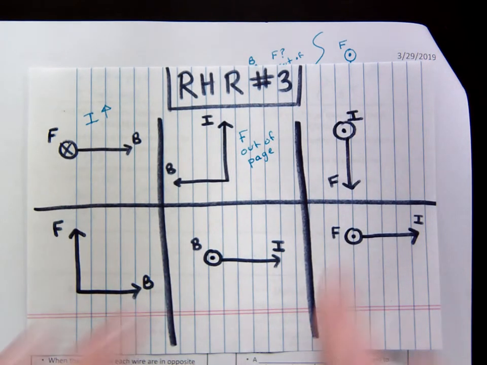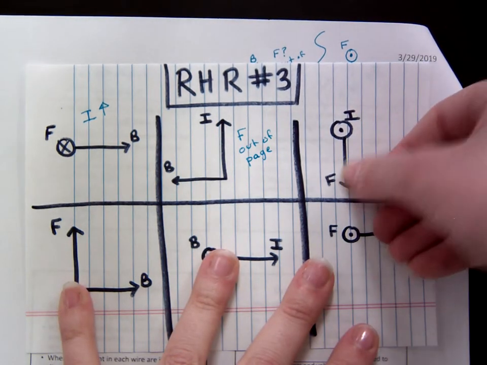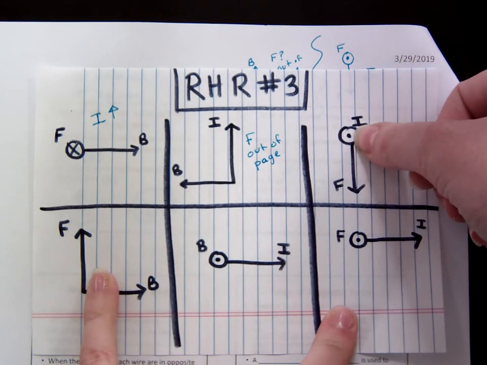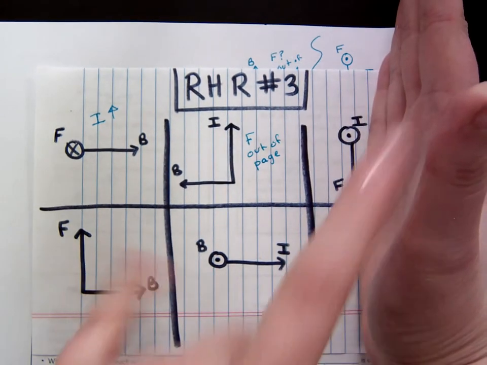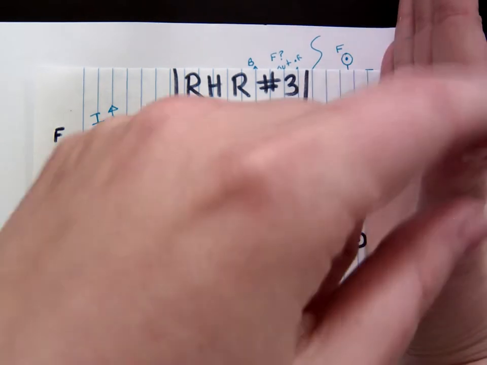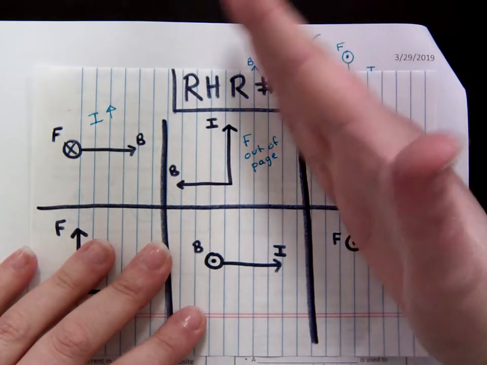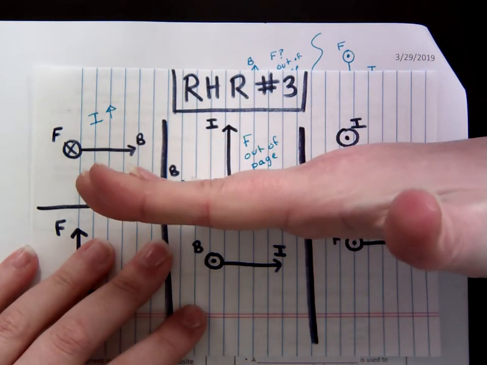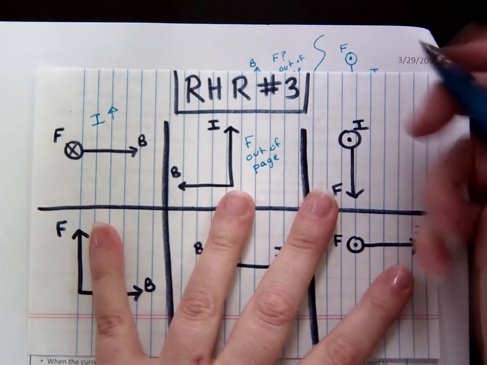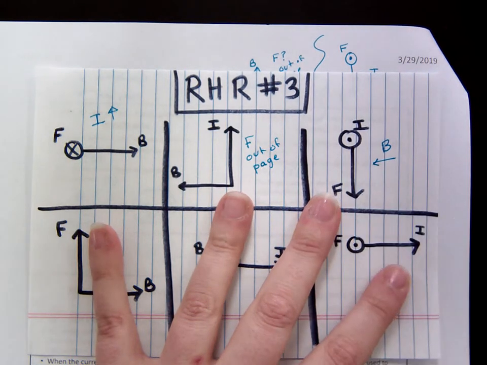In this example, I have current and force. My current, which is my thumb, is coming out of the paper, and my force is going down the page. So keeping my thumb pointing up out of the page, I have to rotate my hand so my palm faces downward. This makes my fingers point to the left. So in this example, your magnetic field is going to the left.